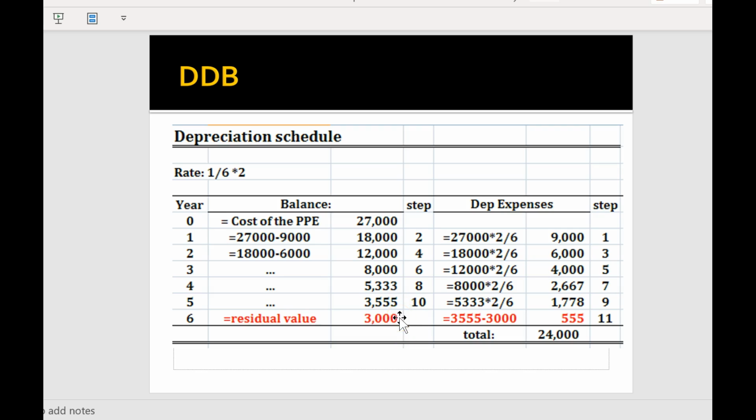Okay, so you can only take the difference between the two. Economically, that means the difference is the only amount that a firm could use the asset for. So that's 555. All in total, we end up with 24,000, which tells us that using straight line and using DDB, we are depreciating the same amount in total, which is 24,000. We don't have any advantage using one method over the other in terms of total expenses, but we do have a different distribution of using different methods.